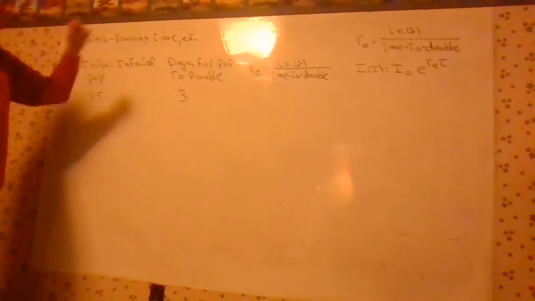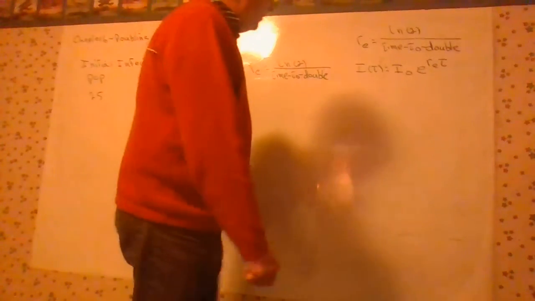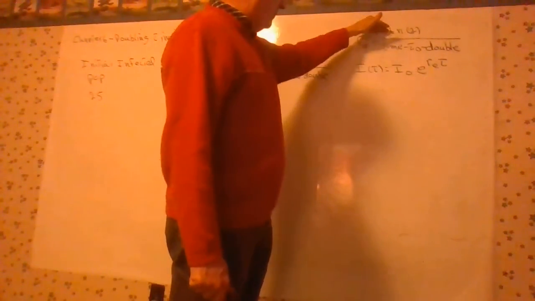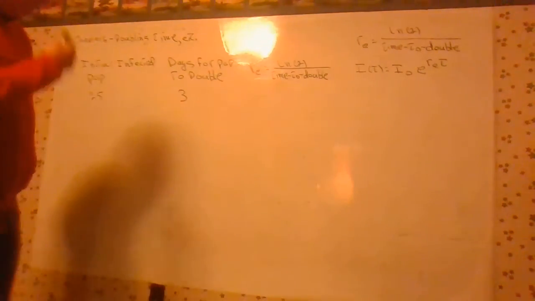Chapter 6, doubling time, etc. Here's an interesting formula. We can derive the exponential growth rate R sub E is ln of 2 over time to double. This can make it easier to set up a model.